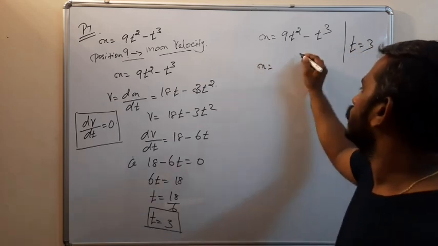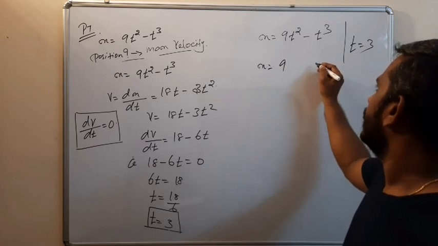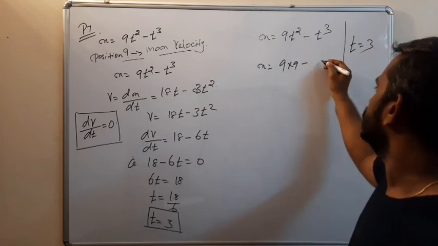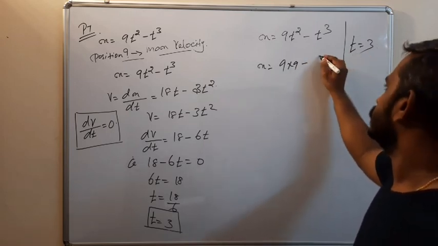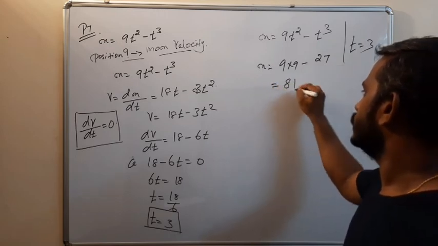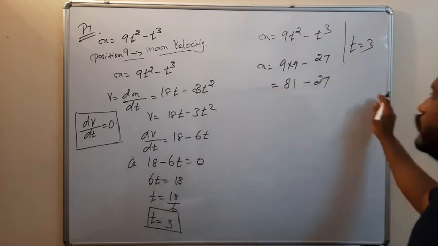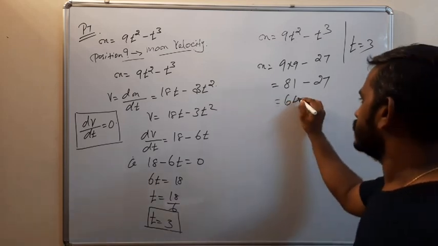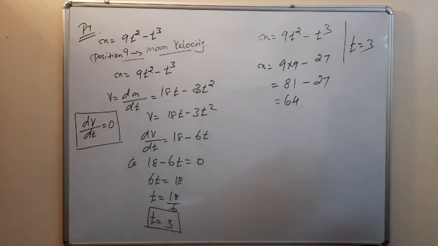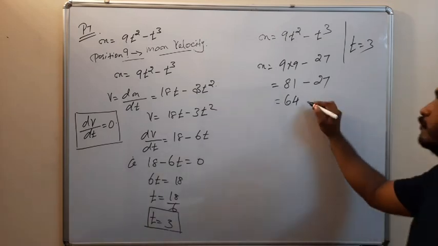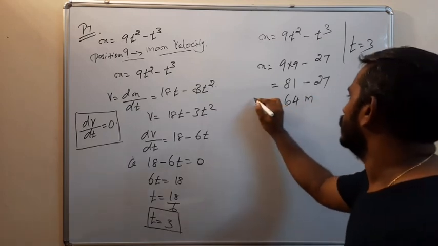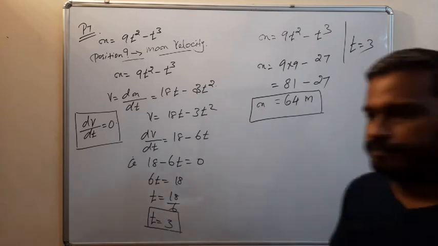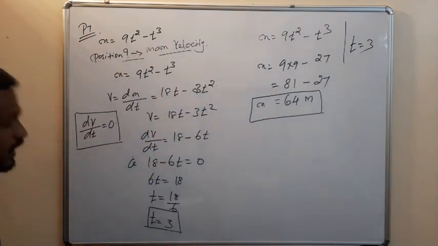So x is equal to 9 into t square, that is 9 into 9, so 81, minus t cube, 3 into 3 into 3, that is 27. So 81 minus 27, that is equal to 54. Okay, 54 meter. Clear? I will tell once again.